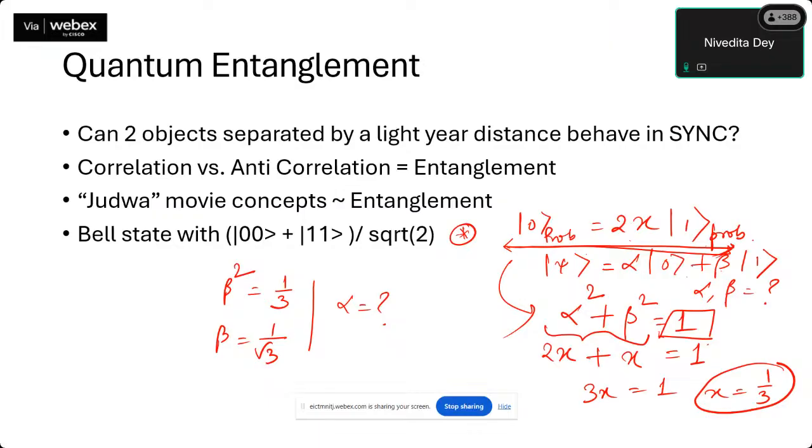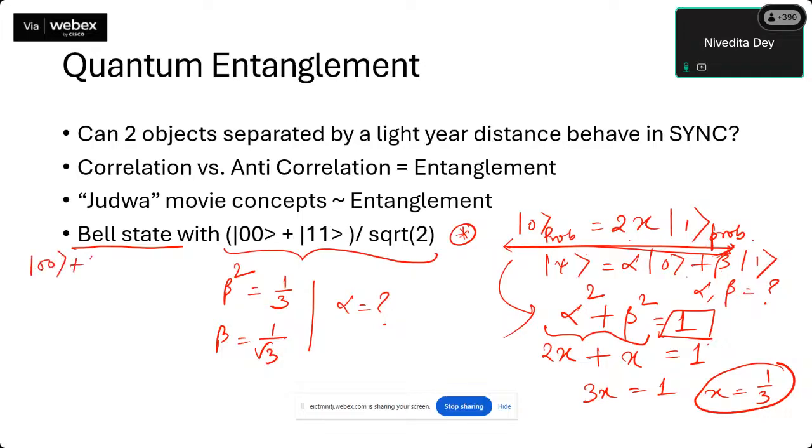Then we have seen what quantum entanglement is. I have talked about the movie Judwa, that Salman Khan picture, which was some sort of entanglement. And we also talked about a maximally entangled pair, or the Bell state. I have written only one such Bell pair, but it can actually exist in this way.